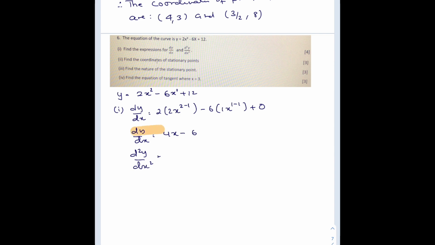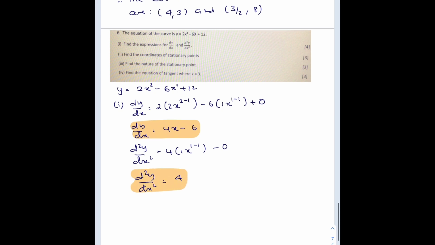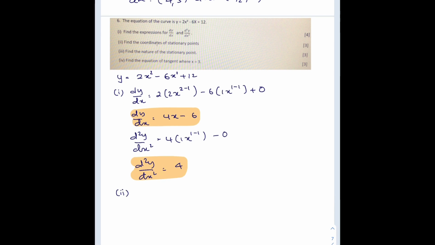Now d squared y over dx squared. I'm using dy over dx for that. So that's 4 times 1 x to the power 1 minus 1, minus 0. So d squared y over dx squared is 4. Alright, I'm done. Second part.